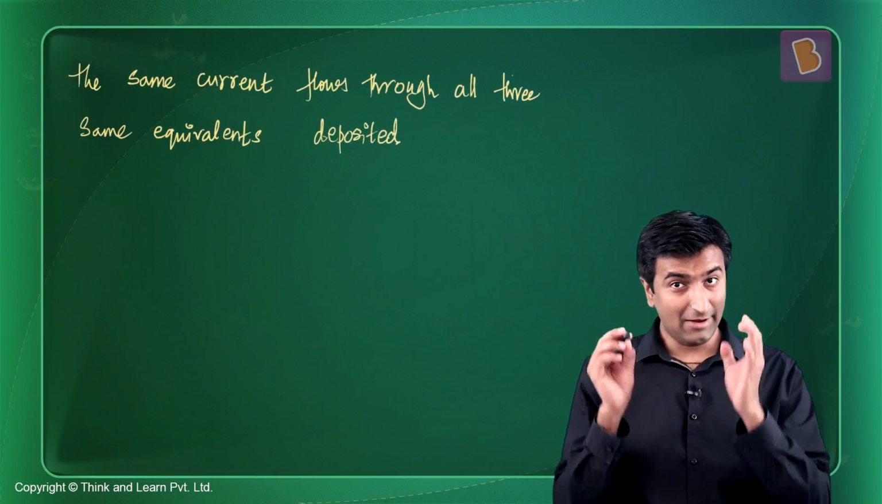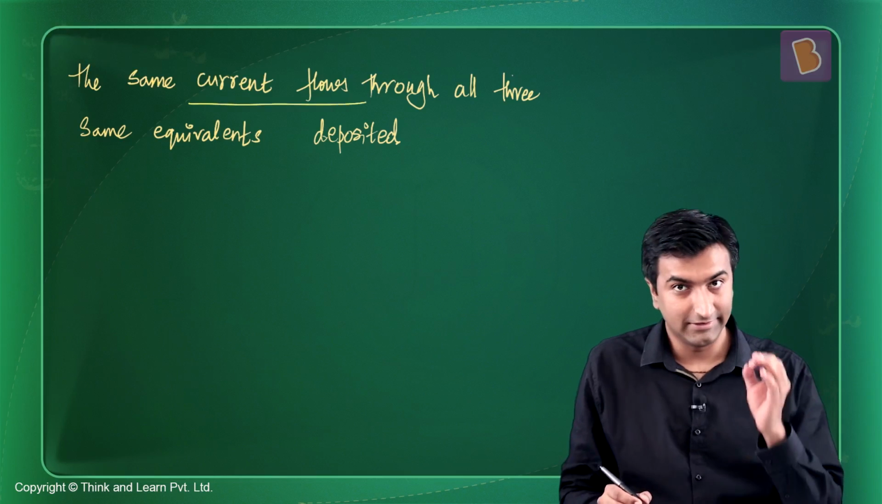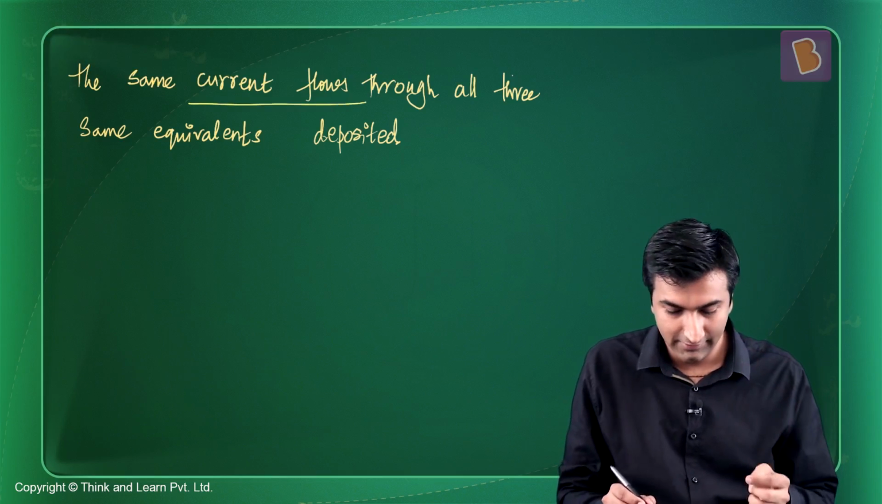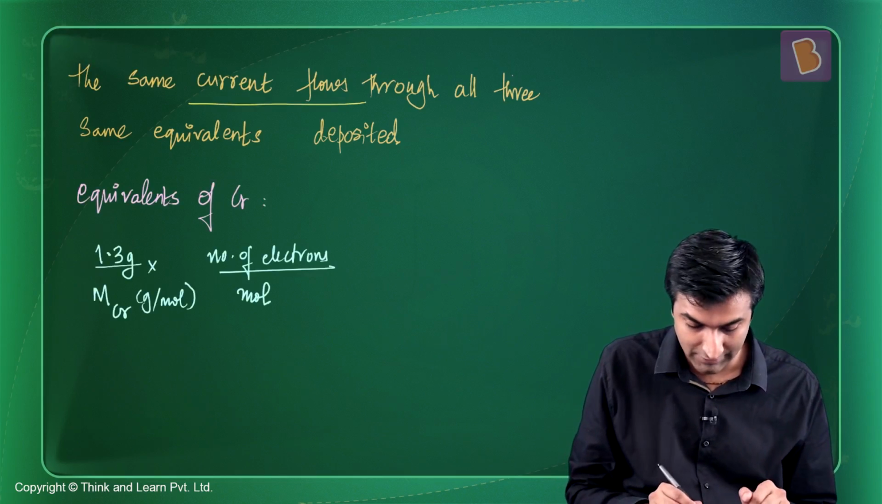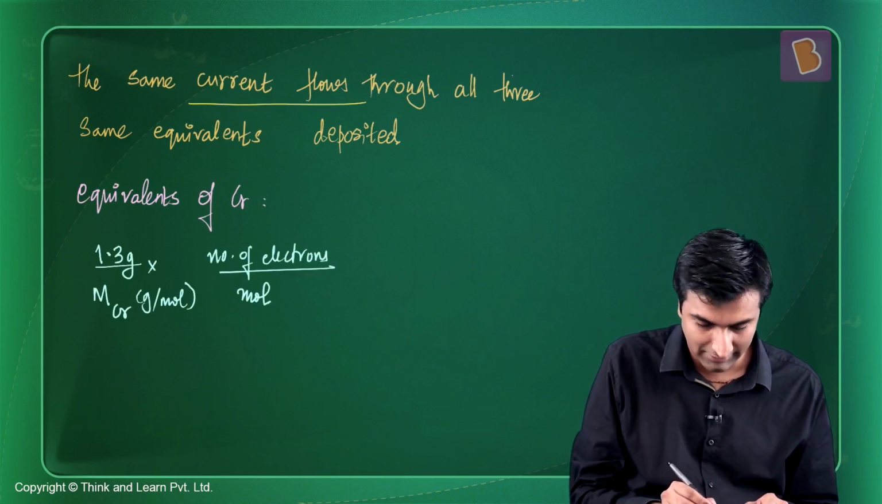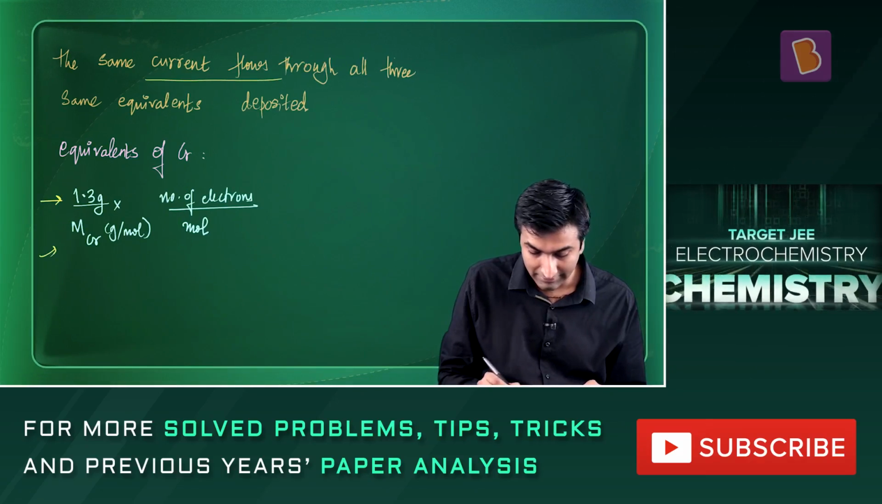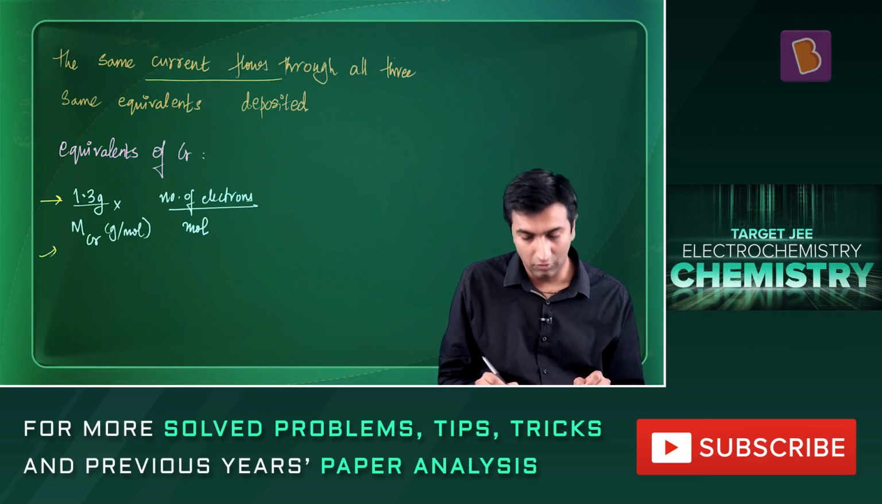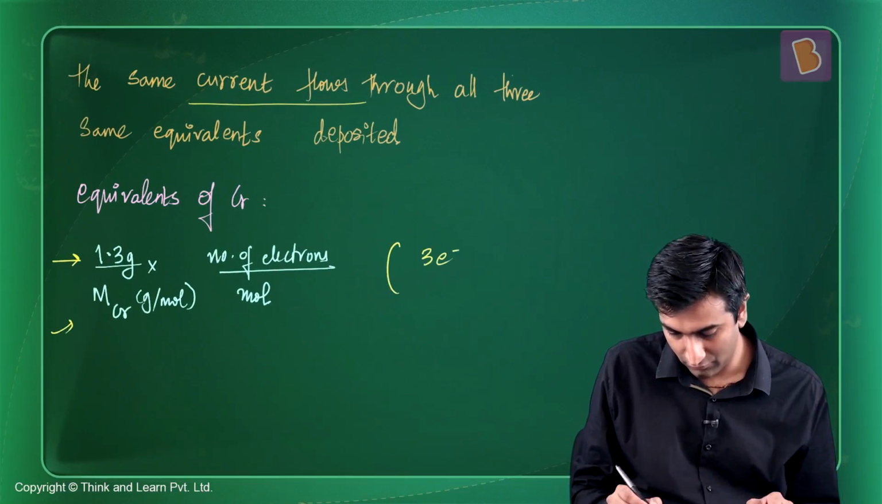So, repetition: the same current flows through all the 3 cells which are in series, and the same equivalents are deposited. The equivalents of chromium are simply going to be given by this expression here: 1.3 grams, that was the mass that was deposited, divided by the molar mass of chromium times the number of electrons per mole that were transferred. Now this value is simply 3 electrons per mole, right?